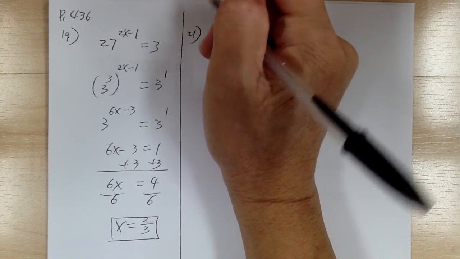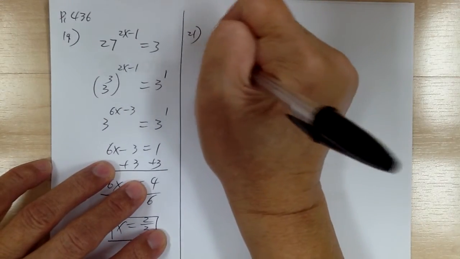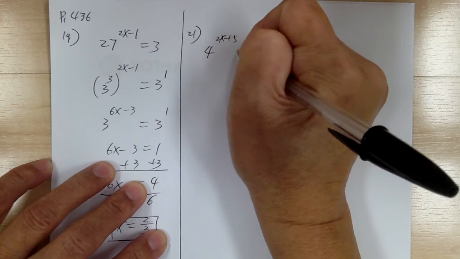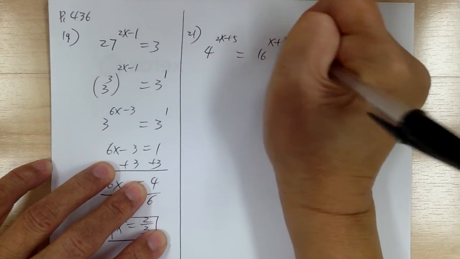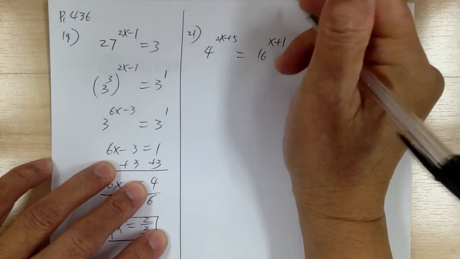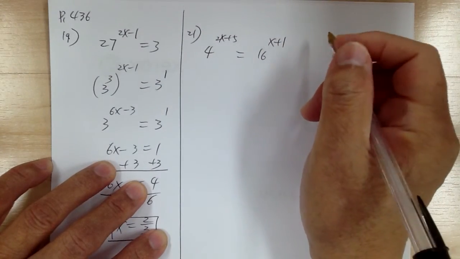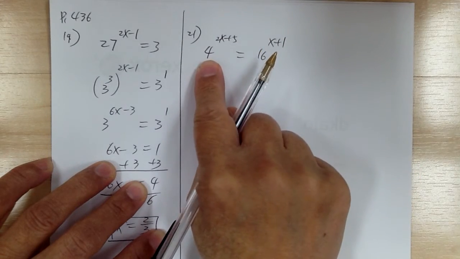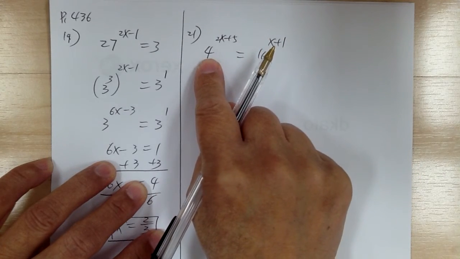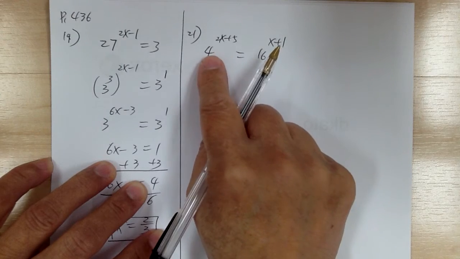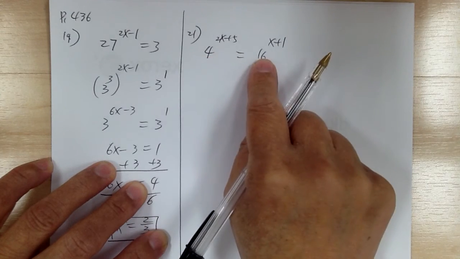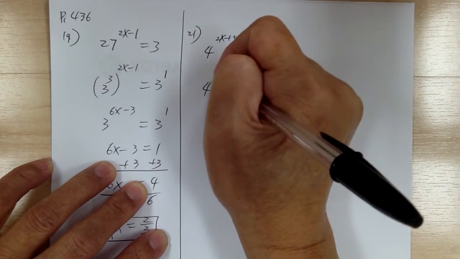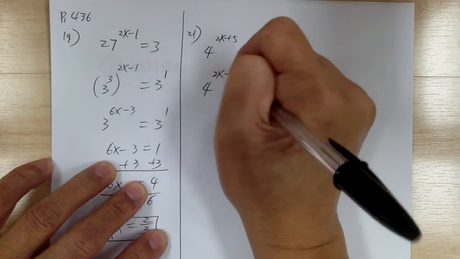Let's go to 21. You have 4 to the 2x plus 5 equal to 16 to the x plus 1. Okay. This one, since this is already a square of this, you don't have to convert to the lowest base 2. Okay. You can, but converting to base 2 is just complicating. So recognize that, so you can use base 4.